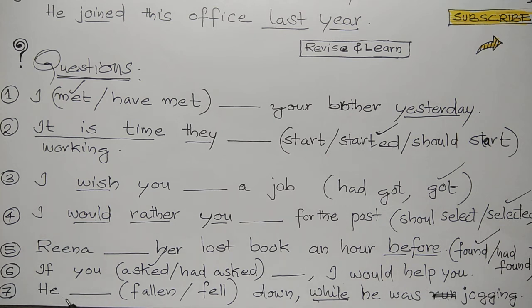Seventh one, he dash down while he was jogging. So while he was jogging, it's a progressive action, and one action interrupted. That is, he fell down while he was jogging. So fell is the answer. So these are the questions, and here ends our lesson.